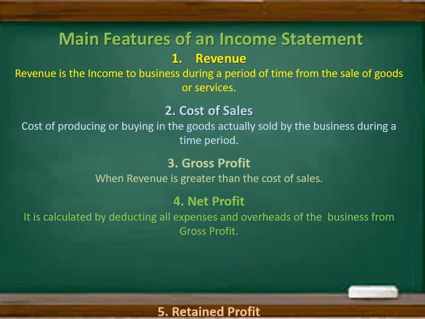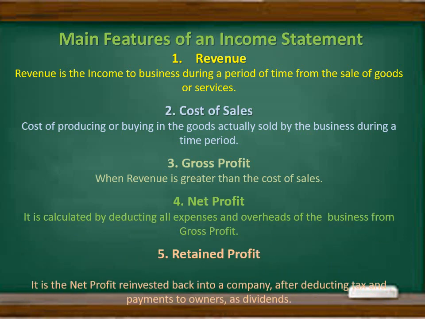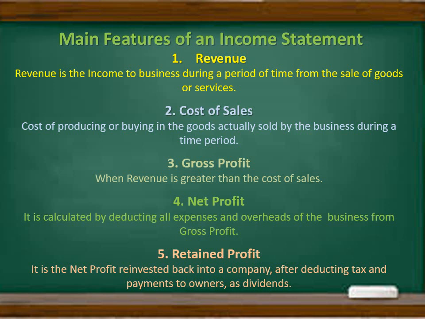So, the main heads of an income statement are, first of all, the revenue, the sales generated by a business, either by selling goods or services. Then the second component, most important, no income statement could be complete without it: that's the cost of sales. That's the cost of producing or buying the goods actually sold by the business during a period of time.